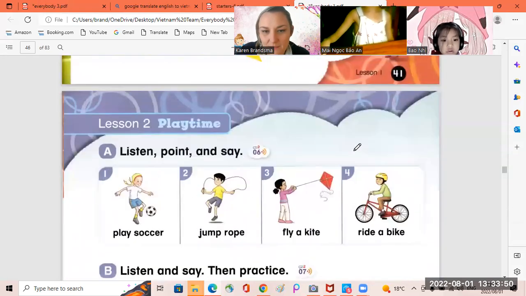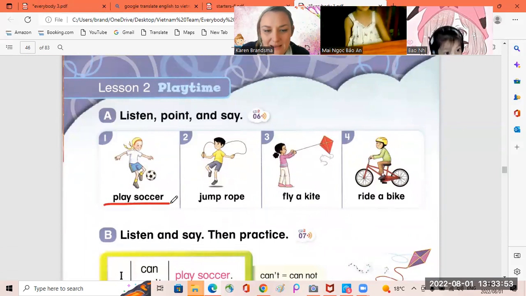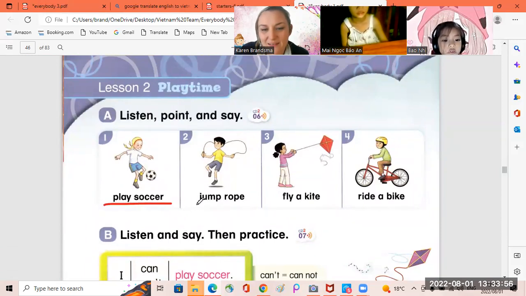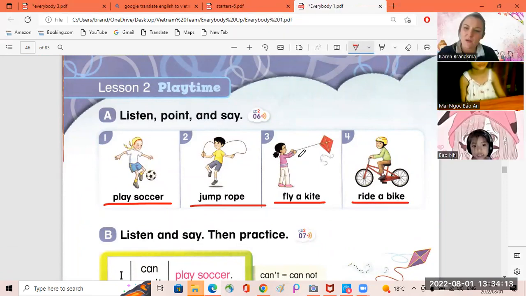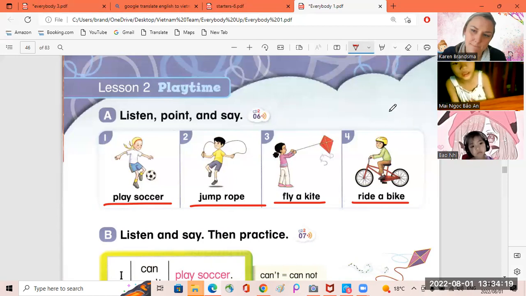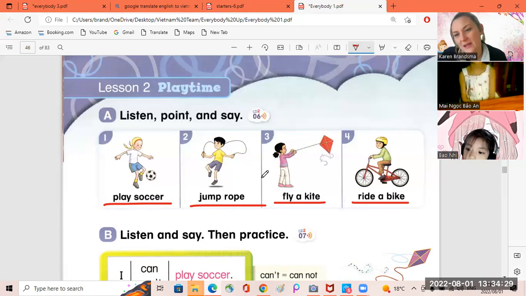Let's look at playtime. Play soccer. Jump rope. Fly a kite. Ride a bike. Okay. And which one do you like to do? I like jump rope. And Knee, which one do you like to do? I can ride a bike.